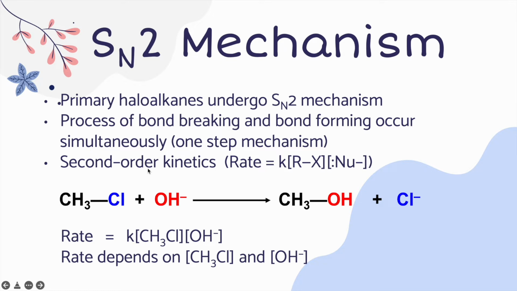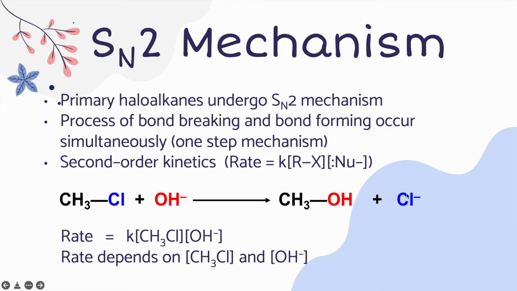This is second order kinetics because for the rate we look at the concentration of haloalkane and nucleophile. So second order. It depends on haloalkane and nucleophile, each to power 1. So haloalkanes react with nucleophile. This OH minus as the nucleophile replaces the Cl in the haloalkane, making chloride the leaving group, chloride ion, and OH bonds with the R group, CH3.